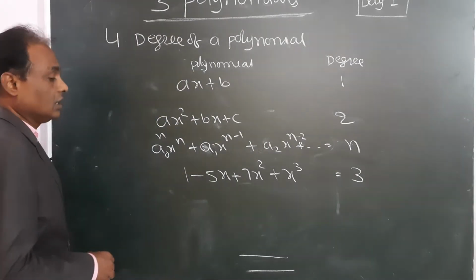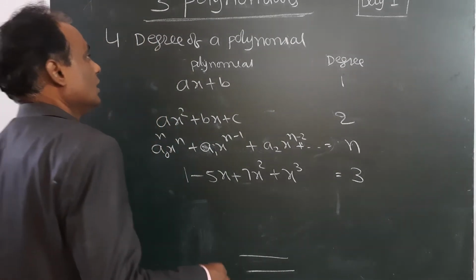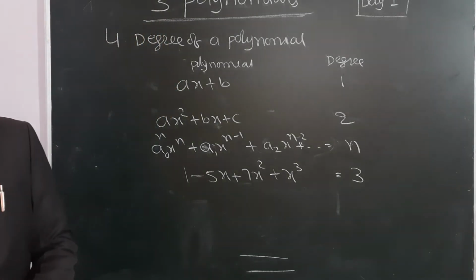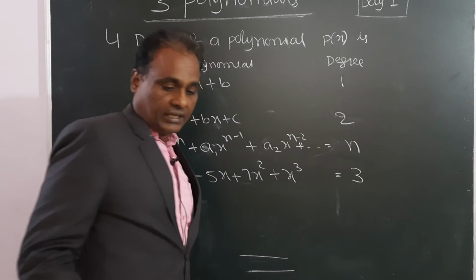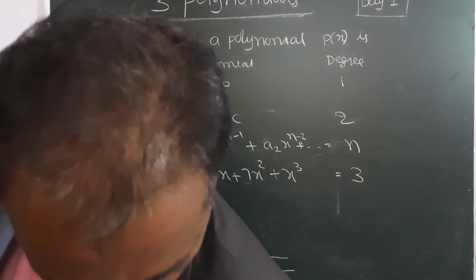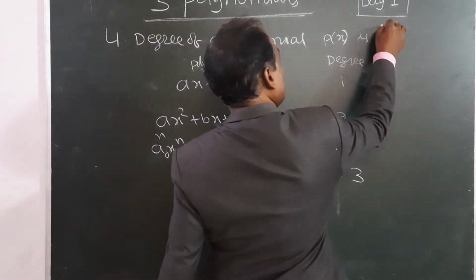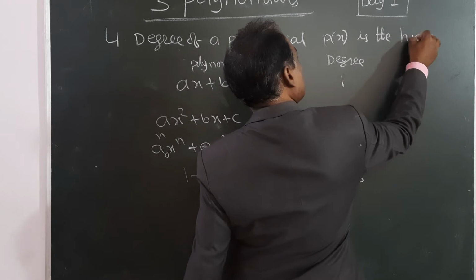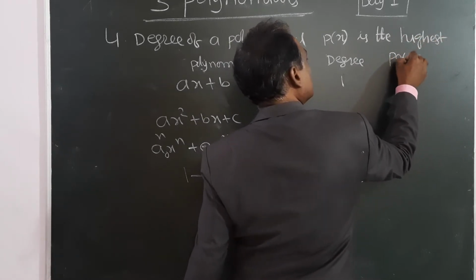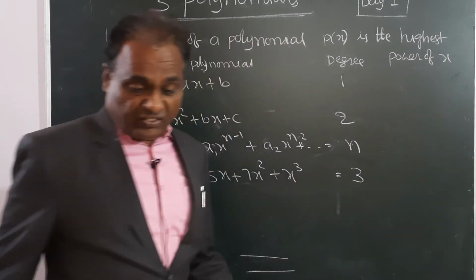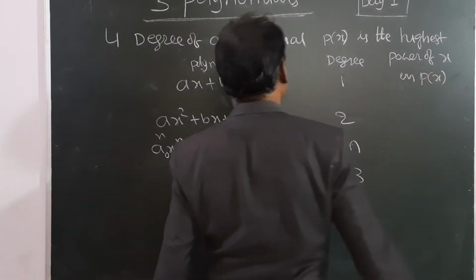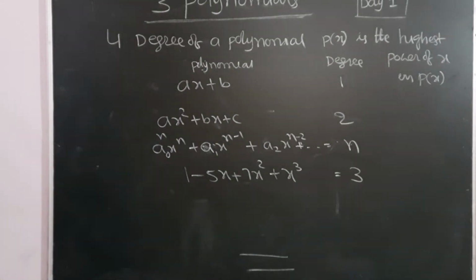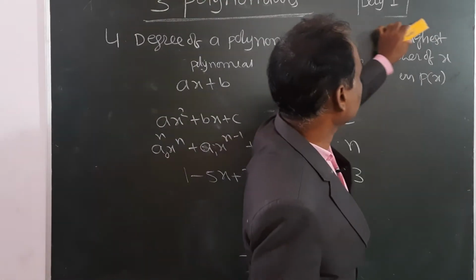Write down. Degree of a polynomial px is the highest power of x in px.